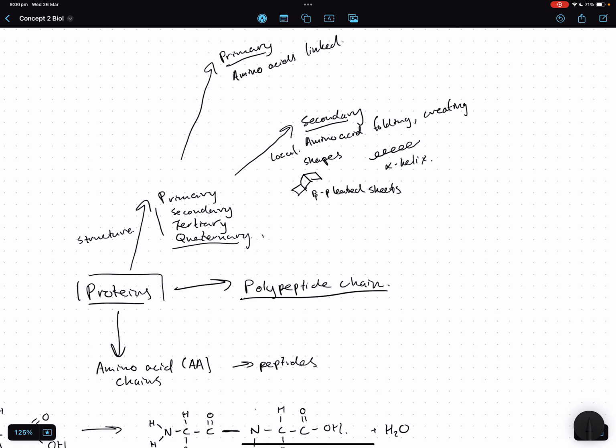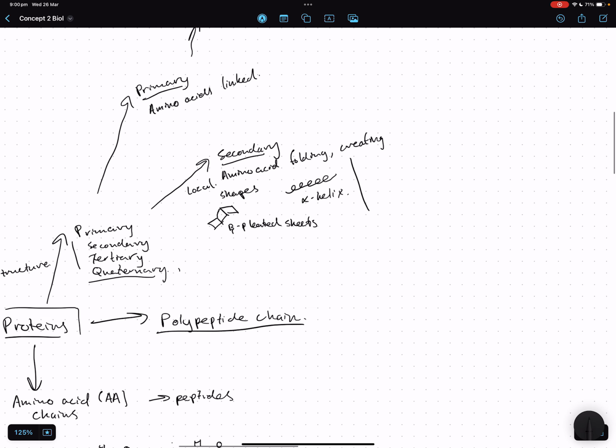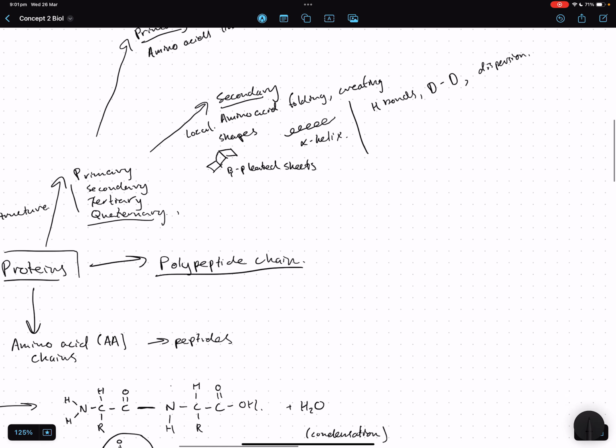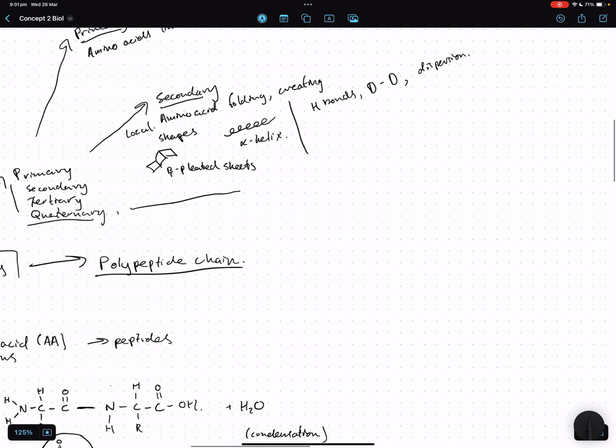So these fold and they're held together by H bonds, dipoles, which I'm going to write as DDs, and there are some dispersion forces. Dispersions.